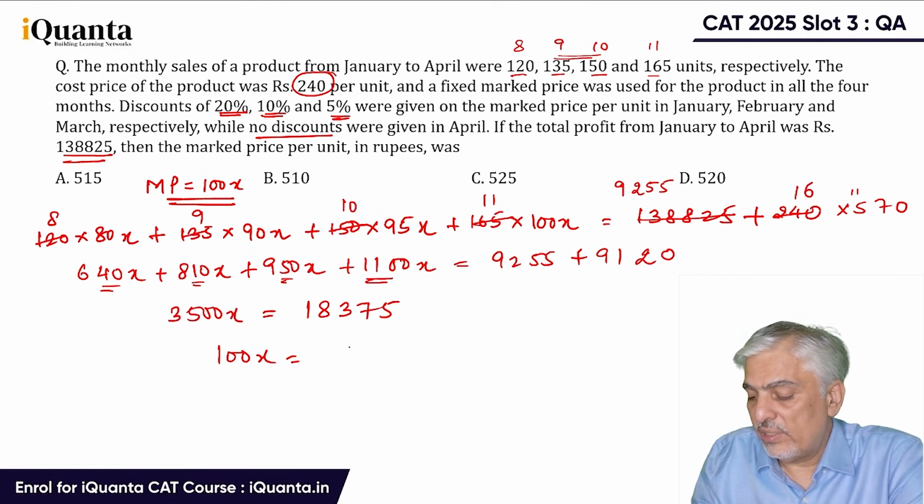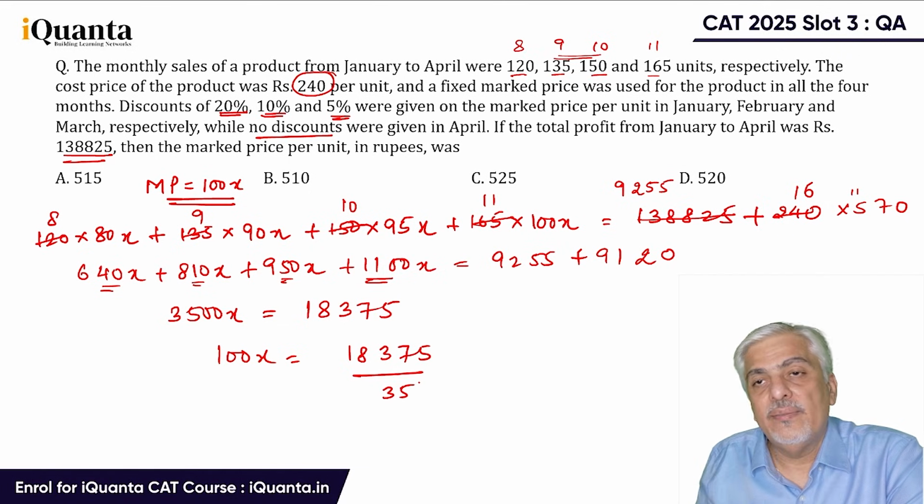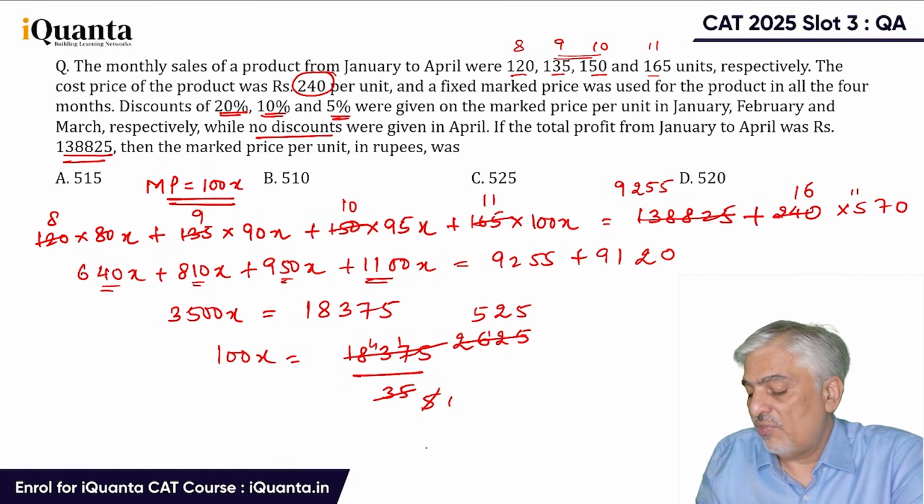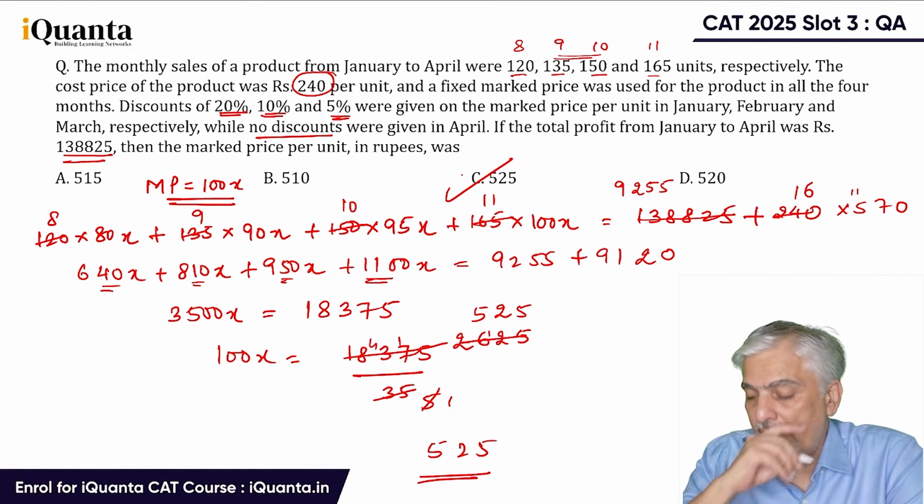So just divide both sides by 35. Dividing both sides by 35, this will be 7 2s are 14, 4 7 6s are 42, 1 7 2s are 14, and then 5 5s are 25, 5 2s are, and 5 5s are. So 100x is 525. So the mark price is 525, which is option number C.